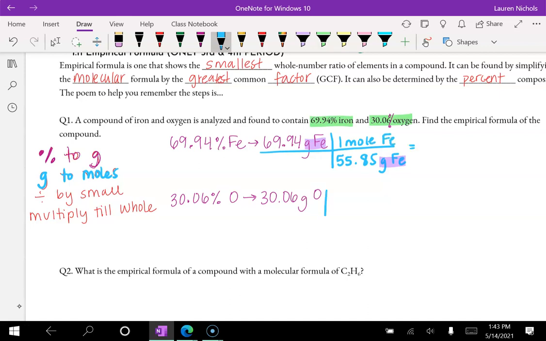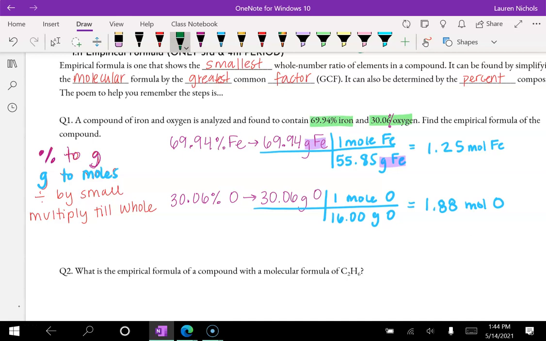We do the exact same thing for oxygen. We know that oxygen has a mass of 16.00 grams on the periodic table. So we set up these two T-charts, and we know that it'll be 69.94 times 1 divided by 55.85, and this is 1.25 moles of Fe. And 30.06 divided by 16 is 1.88 moles of oxygen. And that's step 2.